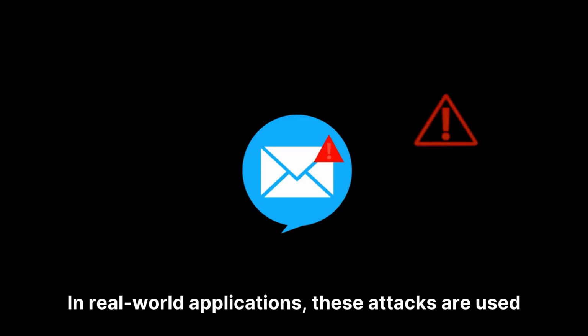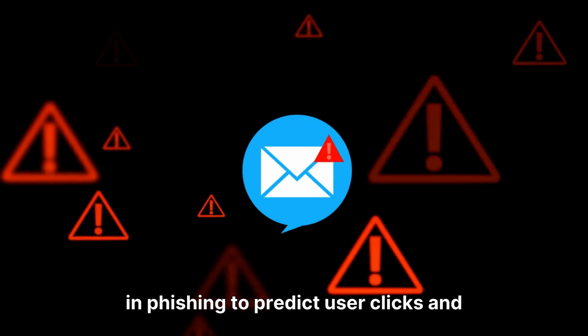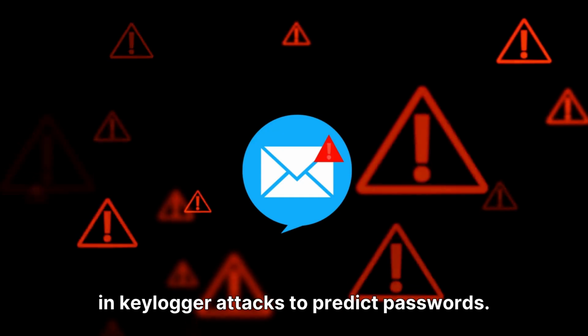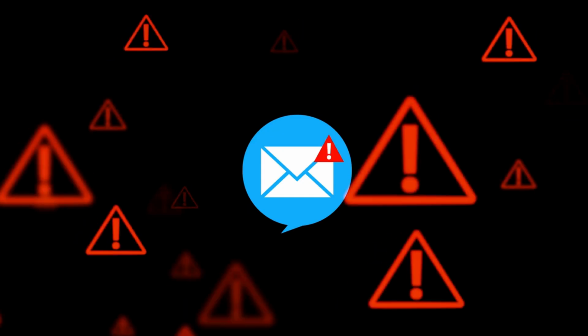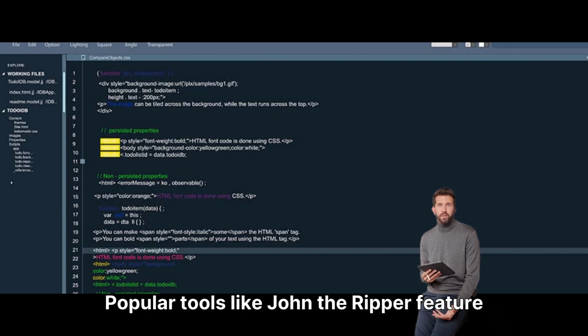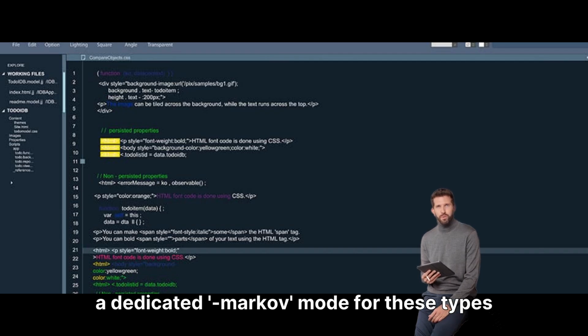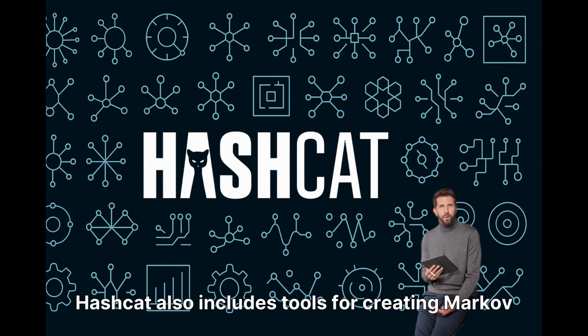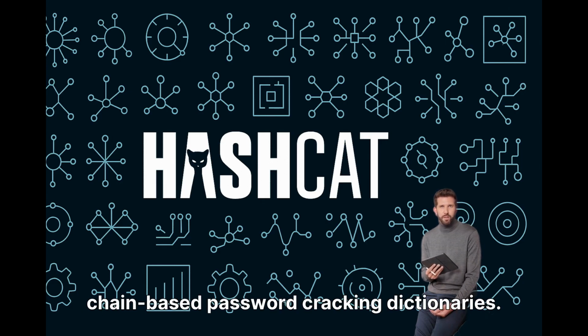In real-world applications, these attacks are used in phishing to predict user clicks and in keylogger attacks to predict passwords. Popular tools like John the Ripper feature a dedicated Markov mode for these types of attacks. Hashcat also includes tools for creating Markov chain-based password cracking dictionaries.